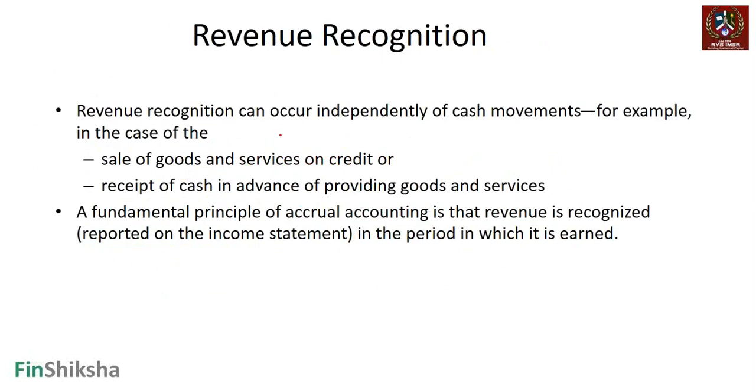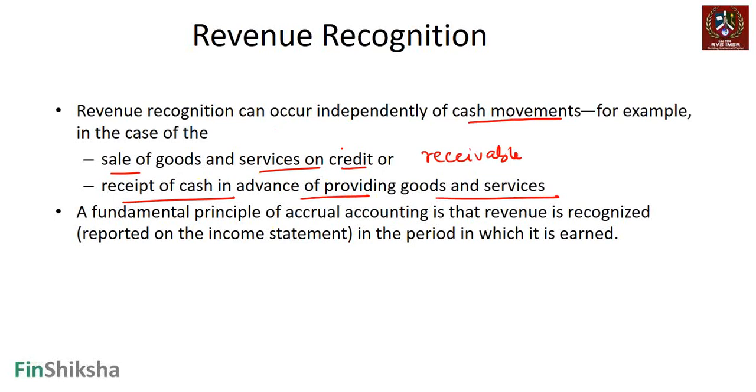Now, revenue recognition can occur independently of any cash movements, right? So the cash flow has got nothing to do with the revenue recognition. The sale of goods and services can happen on credit, where you will find a receivable come in, and receipt of cash in advance of providing goods and services can also happen. So basically the cash could come in at a different point. The revenue will get recognized based only on certain principles specific to revenue recognition.